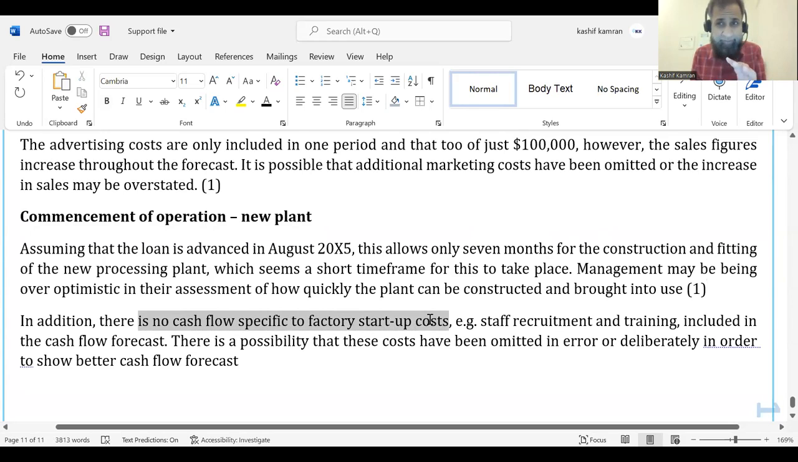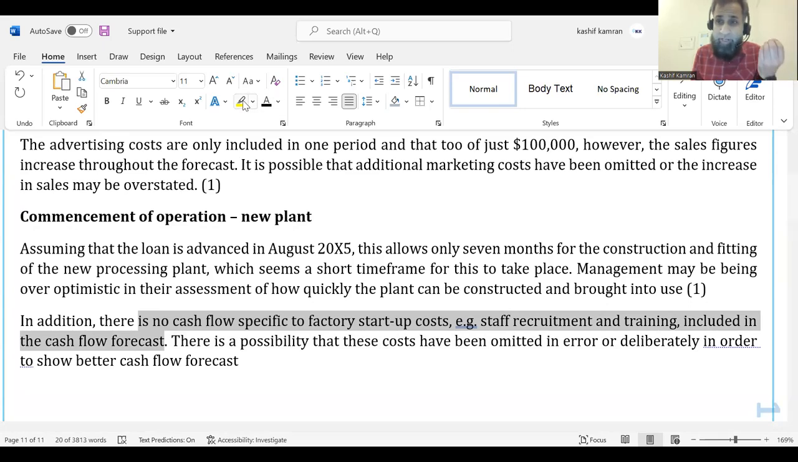There is no expense on the startup cost of the factory. For example, staff recruitment. There is no staff recruitment cost, no staff training cost included in the cash flow forecast. You're setting up a new factory. There are so many expenditures that you need to incur on a new factory. Nothing has been given. Understatement of the cash outflows.